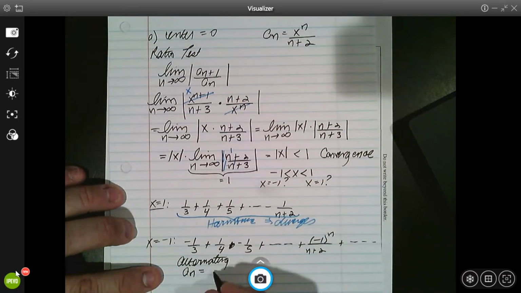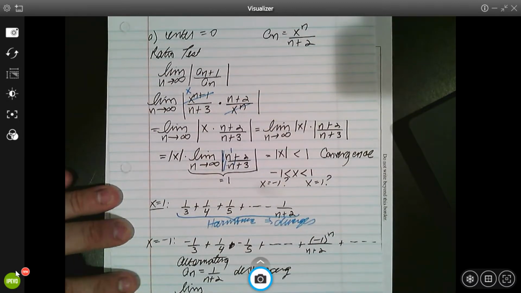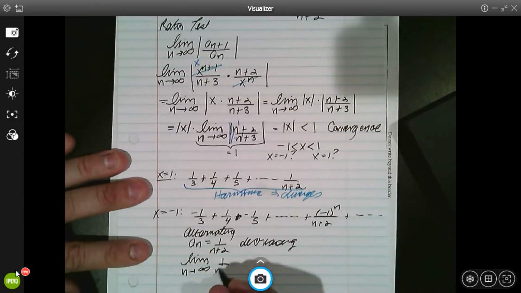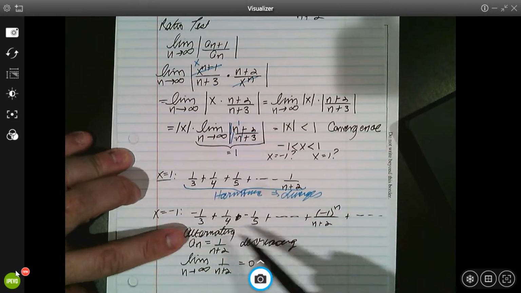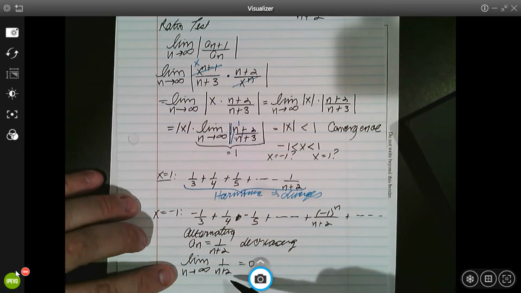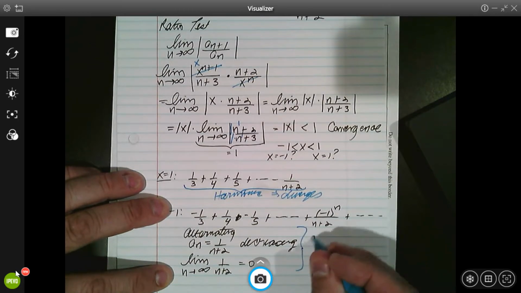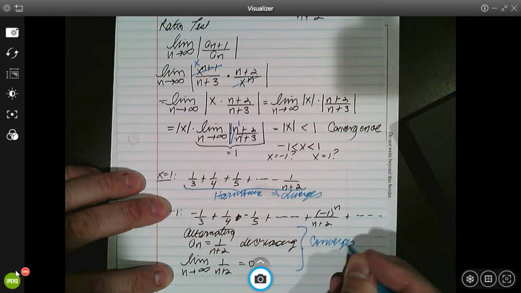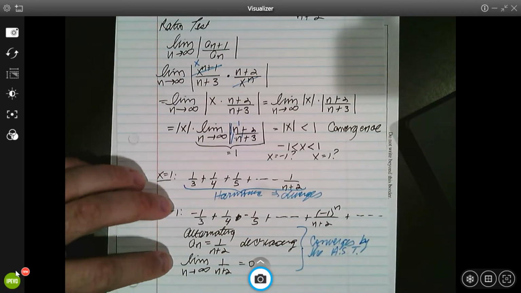The a sub n's, which all have this form 1 over n plus 2, are decreasing. And if I take the limit as n approaches infinity of 1 over n plus 2, I'm going to get 0. I have an alternating series. The terms are decreasing in absolute value, and those terms are approaching 0. All of this together tells me that the series converges by the alternating series test, or the AST.